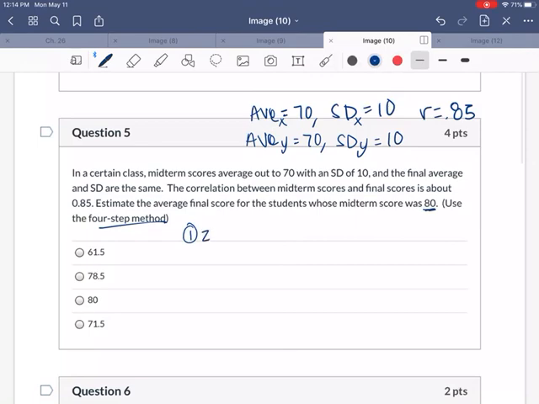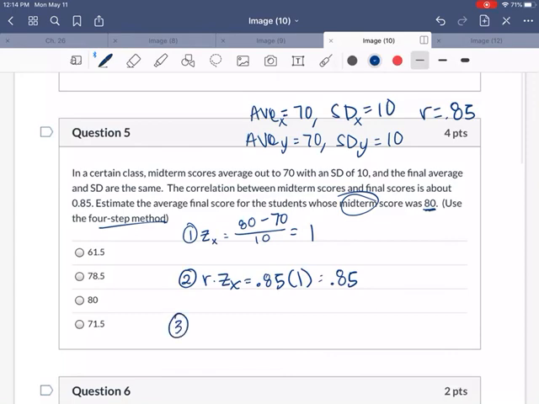The 4-step method, you start with step 1, changing the score you're given to a z-score. So z-score, and we're dealing with the x's because it's the midterm. The z-score for x is 80 minus a given average of 70 over a given standard deviation of 10. That's 1. Step 2 is to multiply that by the correlation coefficient. Step 3 is to multiply that number by the standard deviation for y.